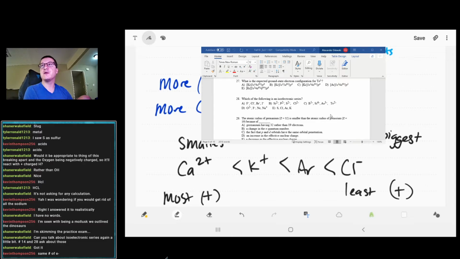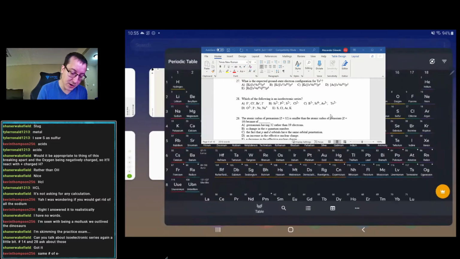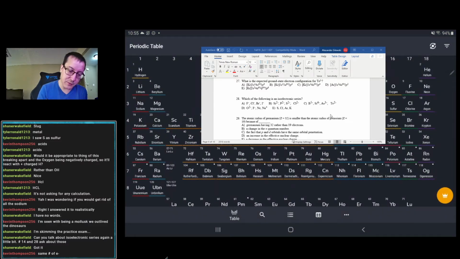We have C, which is boron and silicon and all that fun stuff. And then we have D, which is oxygen, fluoride, neon, and sodium. And so for an isoelectronic series, we're going to be able to follow them in a line on the periodic table, assuming the charges are done correctly.